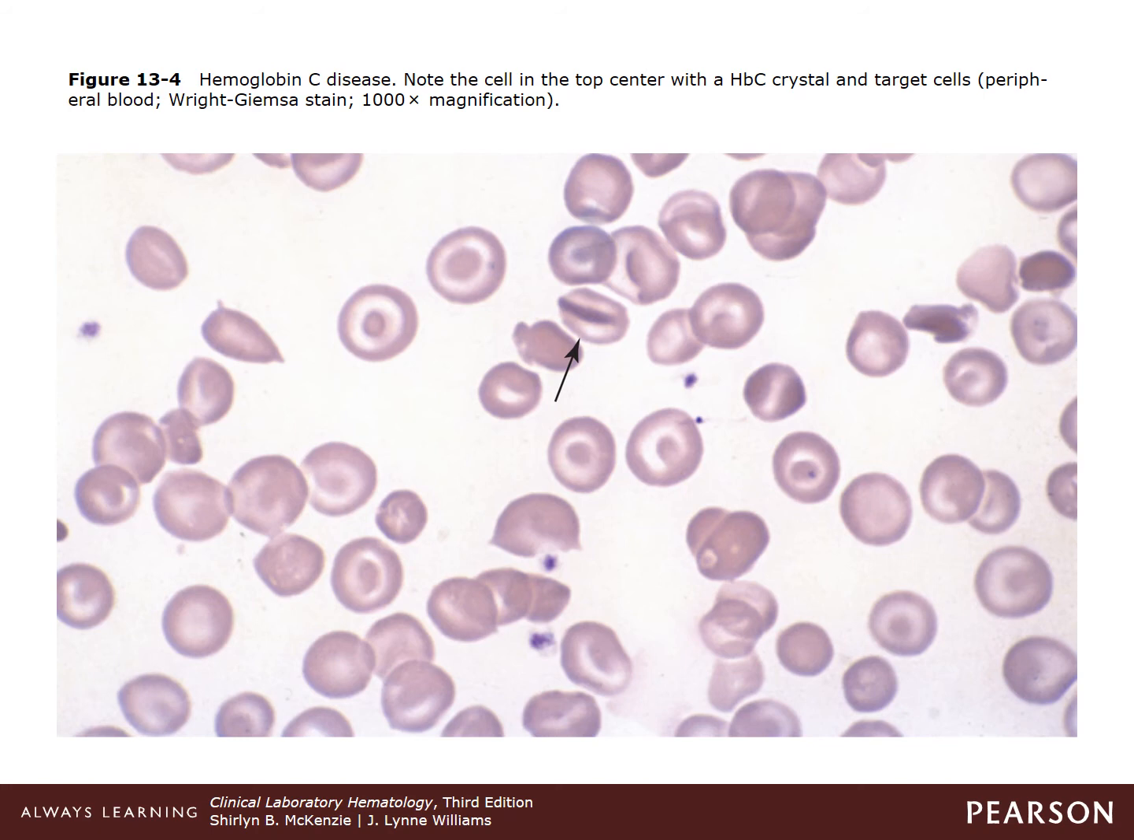Now again, here in the blood smear, you're seeing many target cells and those rare hemoglobin C crystals. The hemoglobin electrophoresis in the acid citrate agar will show 90% of hemoglobin C and a slight increase in hemoglobin F, where hemoglobin C will migrate with hemoglobin A2 on the acetate gel at an alkaline pH.